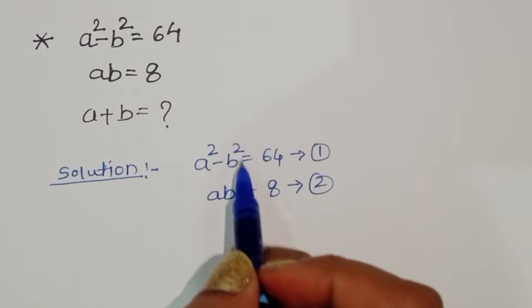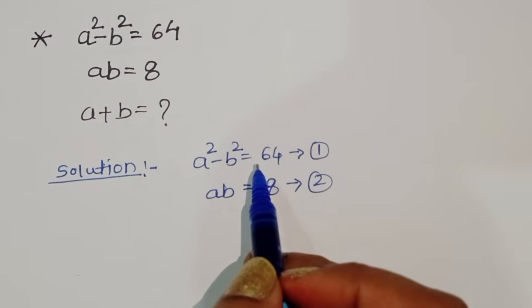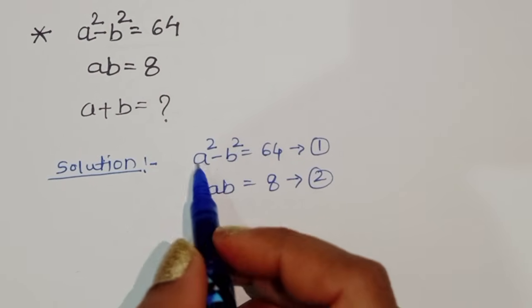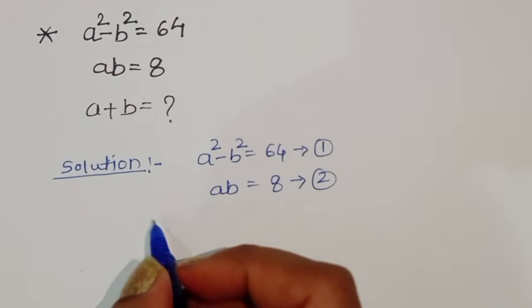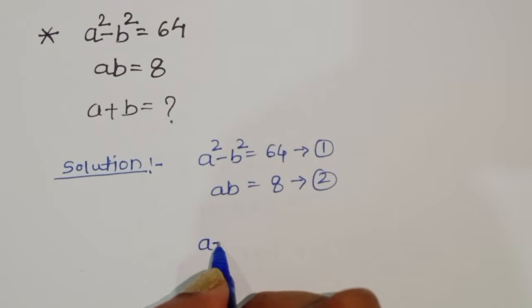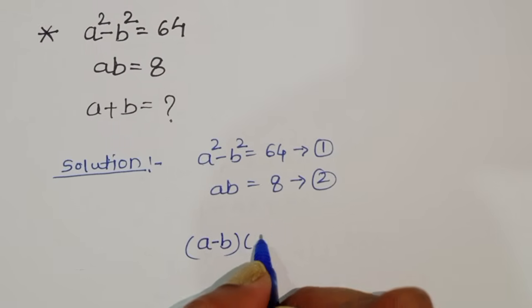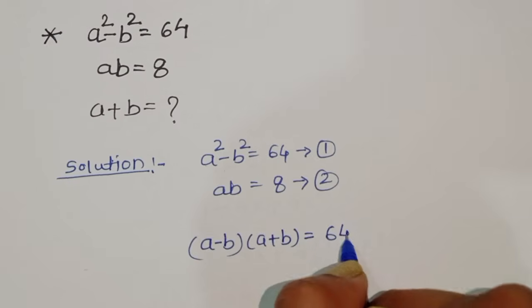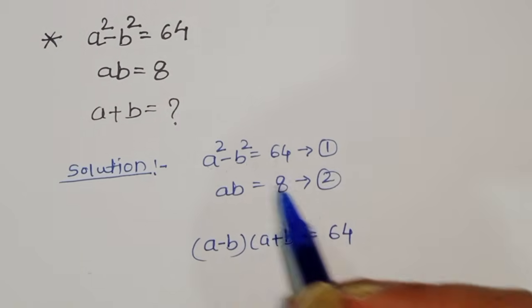a square minus b square is equal to 64. This is given here. So we know the formula of a square minus b square, that is a plus b times a minus b. So we can write that formula here: a minus b times a plus b is equal to 64. This is the formula of this one, right?